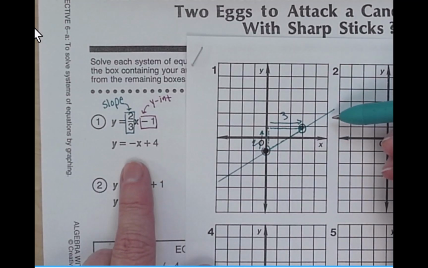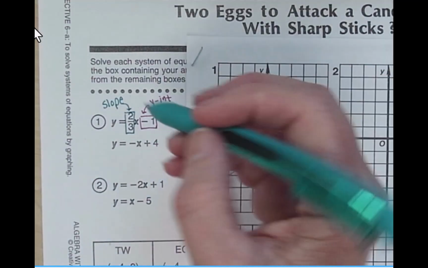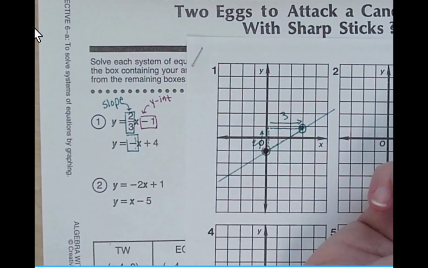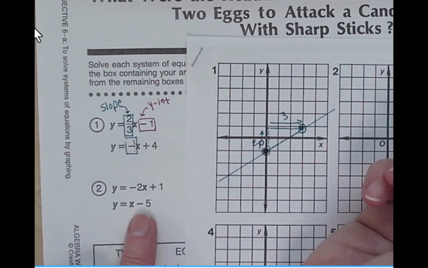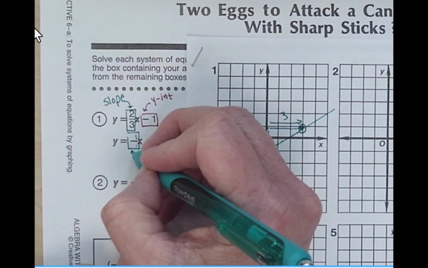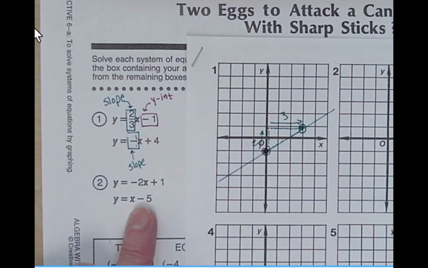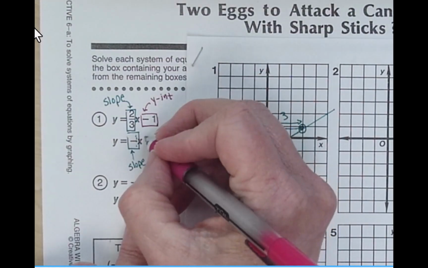Now, we've done that before. What we need to do is graph this other line and find out where it intersects the first one. So again, here's the slope. It's -1. And here's the y-intercept. It's 4.